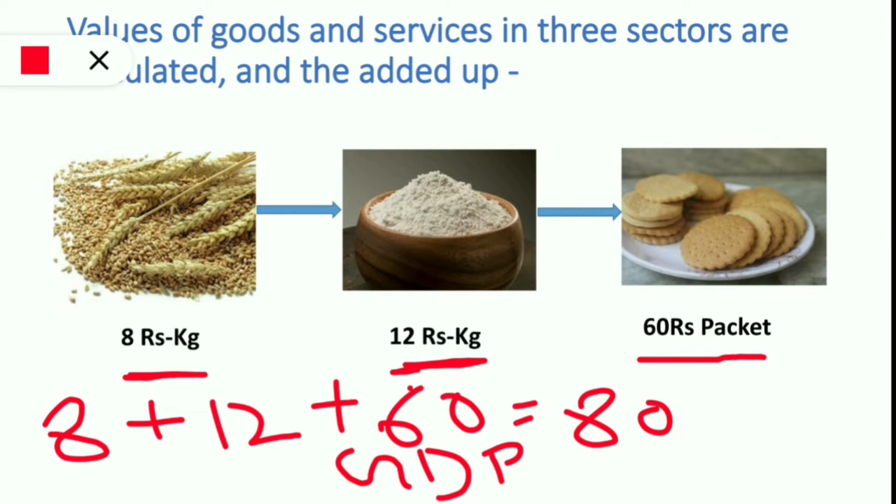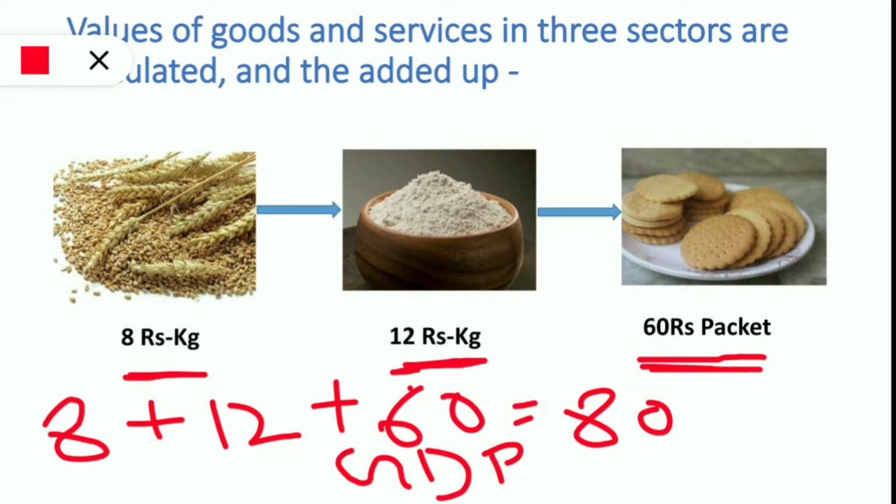When you are doing this calculation, you need to follow certain precautions. What are those precautions? Add the value of final goods and services only. Second, intermediate goods are not included. Suppose you are making biscuits and using sugar and oil in them. You are not going to separately add the values of sugar and oil, because you have come up with the value of 60 rupees. That is your final value. You will take that.